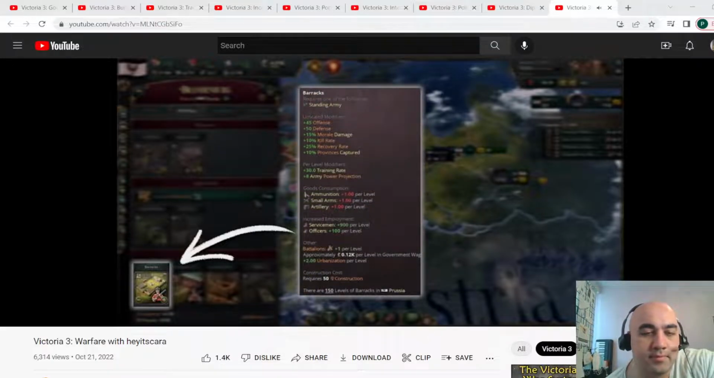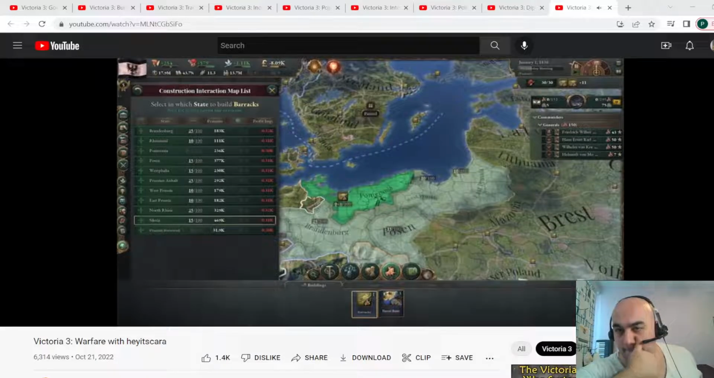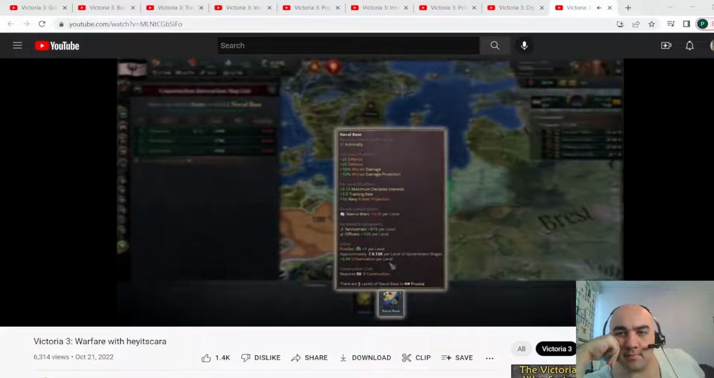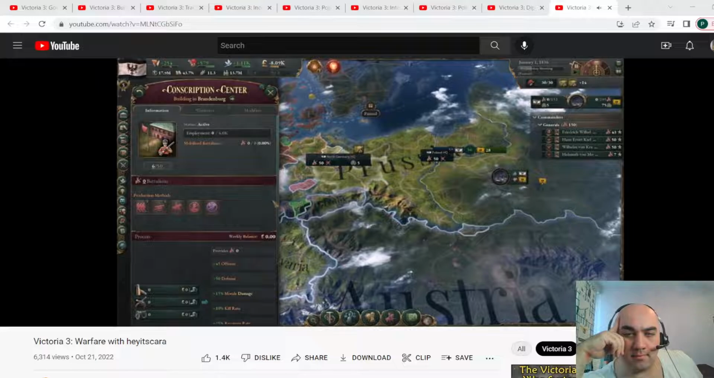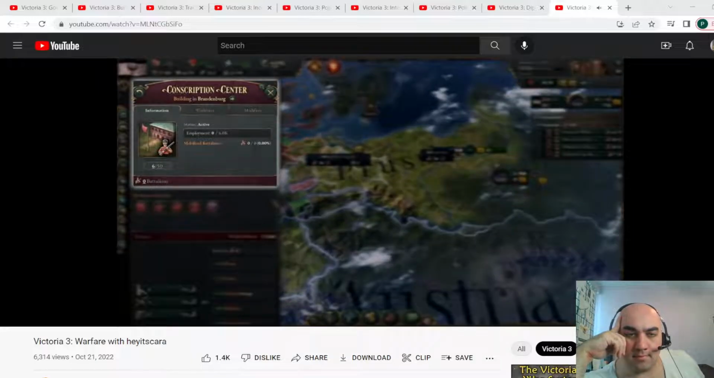Every barracks building will give you a battalion of 1,000 servicemen and officers, if there's 1,000 pops available in the state. Naval bases are naval counterparts to the barracks. Each naval base gives you 1 flotilla to use in your war. Conscription centers are a way to raise temporary servicemen and officers when you're in a diplomatic play or war.